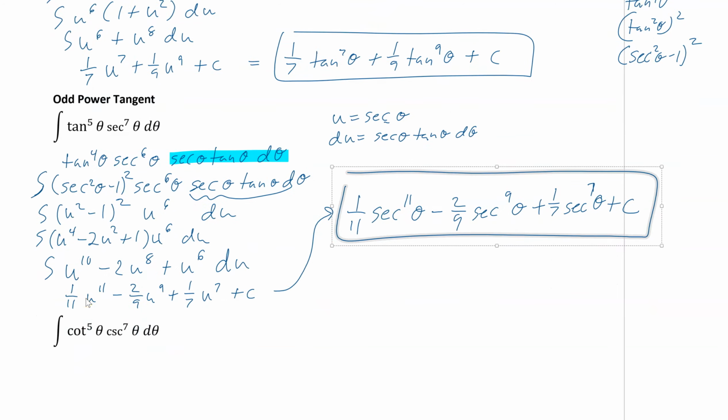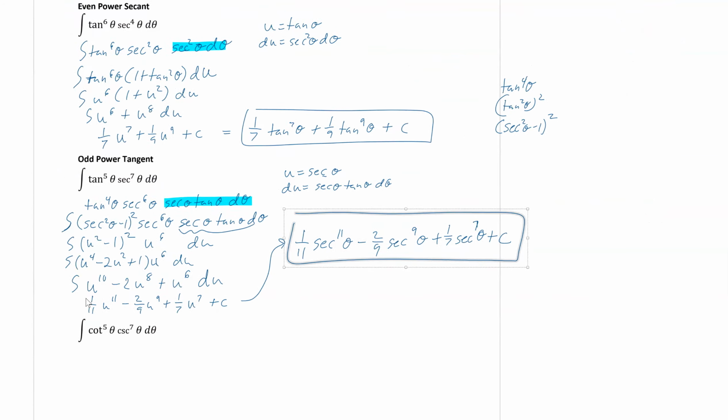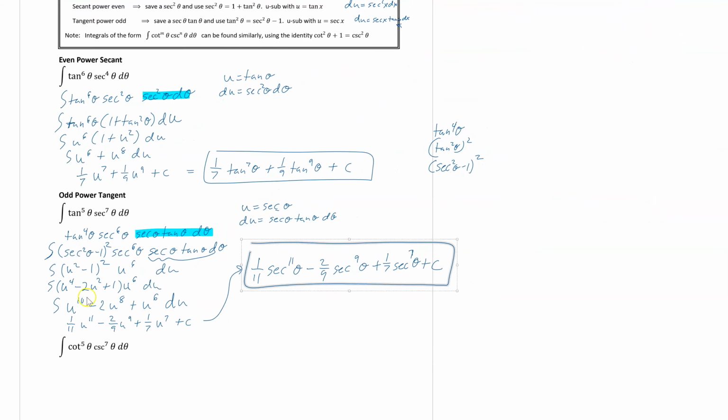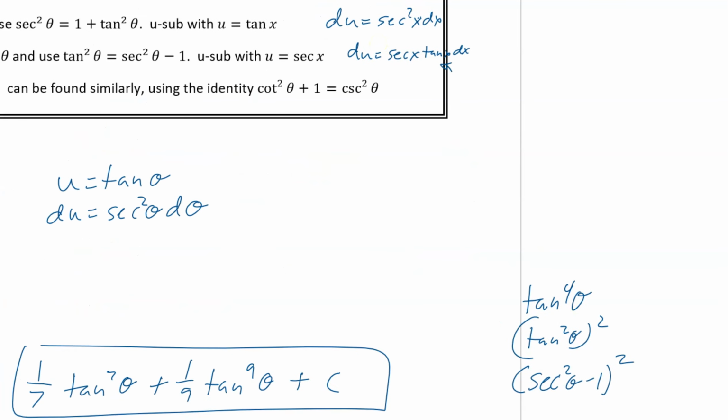Okay, so what if we have cotangent and cosecant theta? Well, we're going to use the same idea, but we're going to use this identity. So cosecant squared would just become cotangent squared plus 1. And cotangent squared theta would equal cosecant squared theta minus 1. So you see, they're the same basic idea. It's just cotangent and cosecant as we do it.